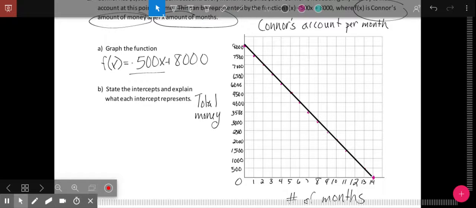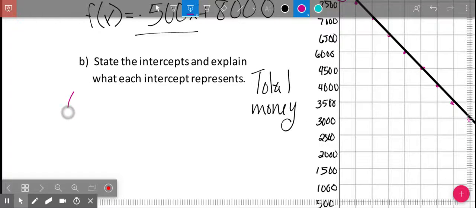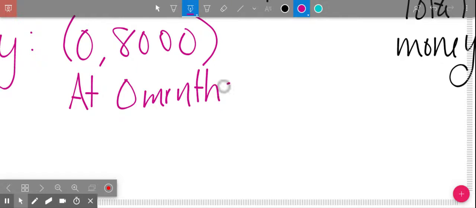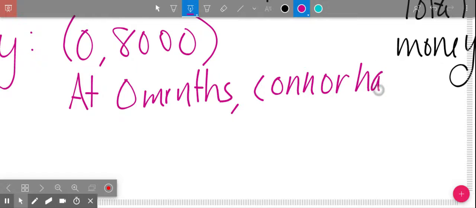All right, so part B says we're going to state the y-intercepts and explain what they mean in context. So looking at this, my first y-intercept is 0, 8,000. So we have to use both numbers in our sentence. So I can say at 0 months, Connor has $8,000, which is really nice. Don't we all wish we were Connor?